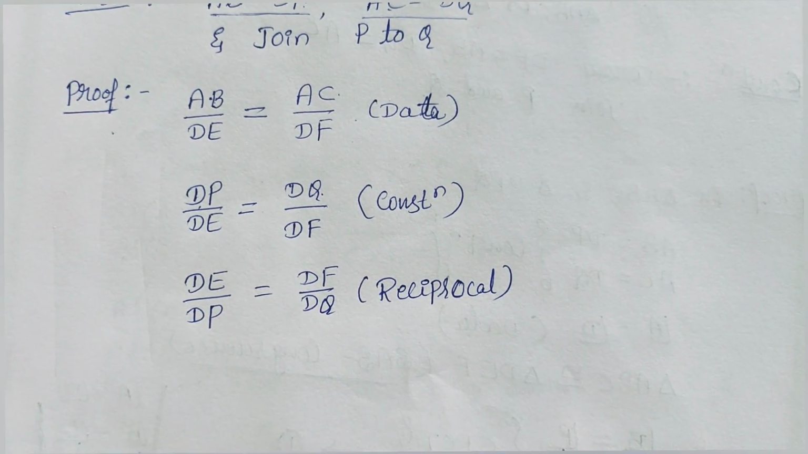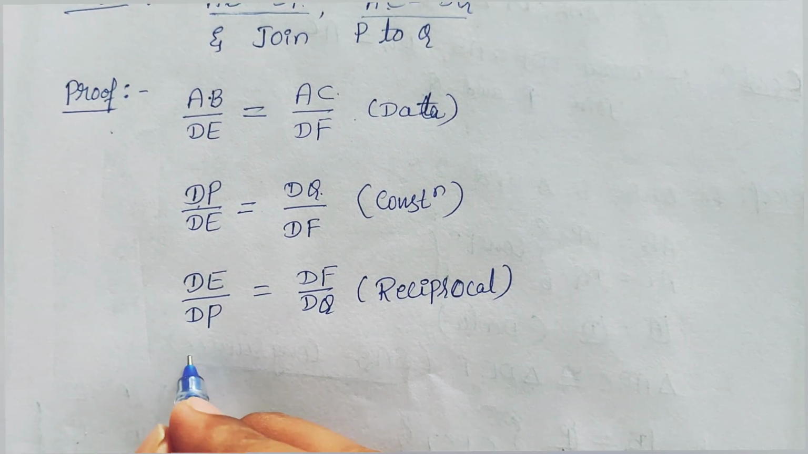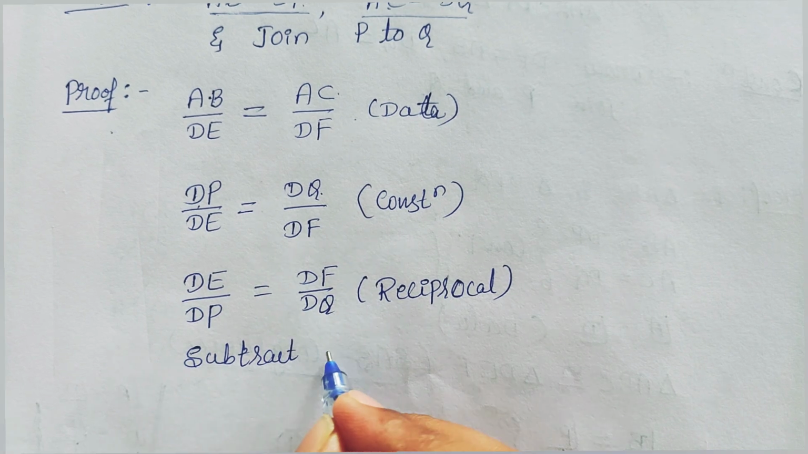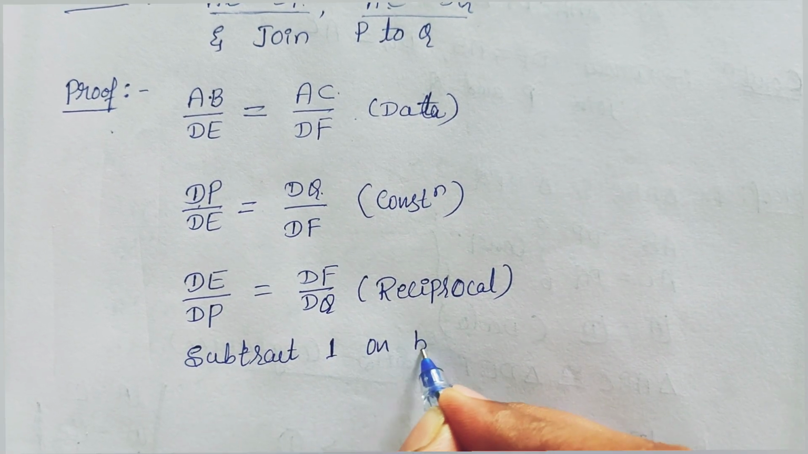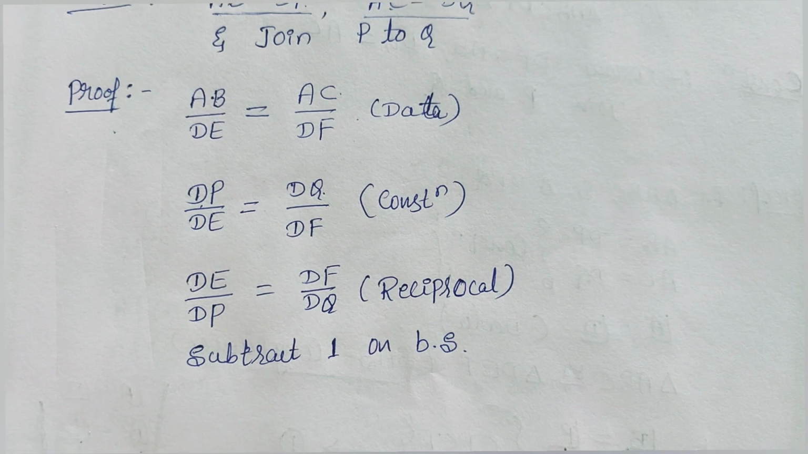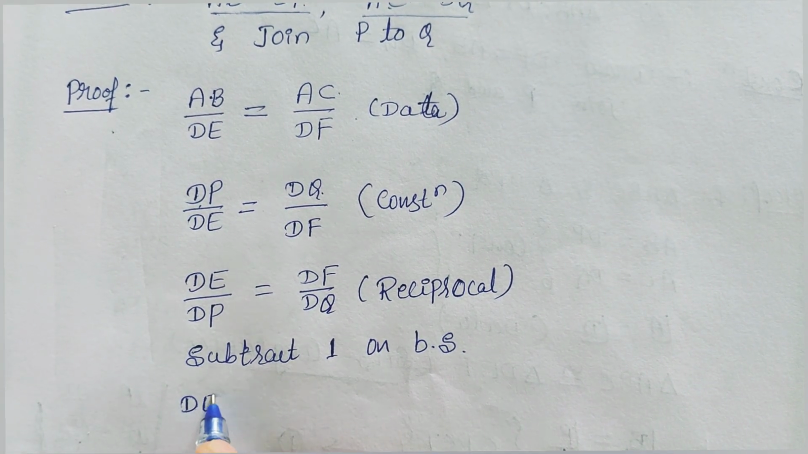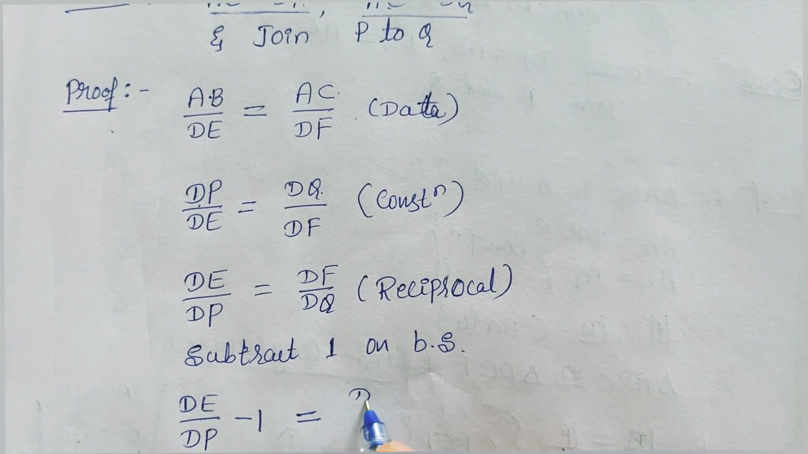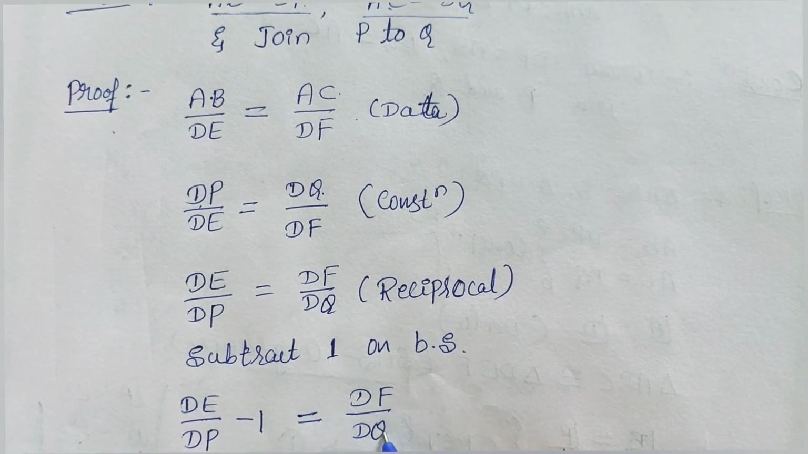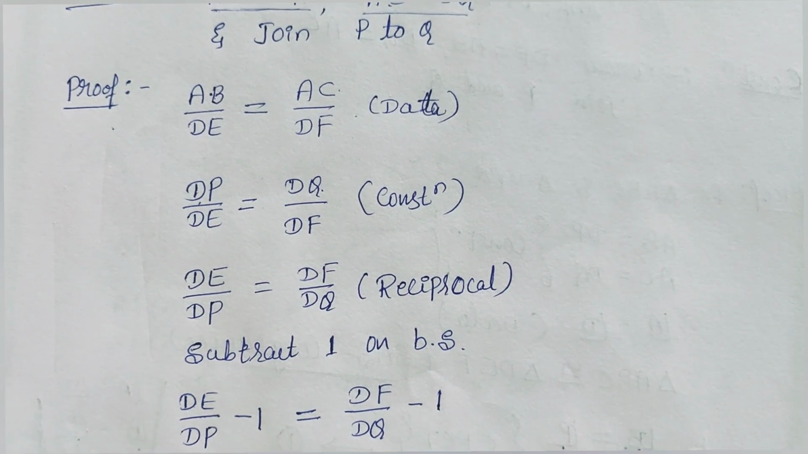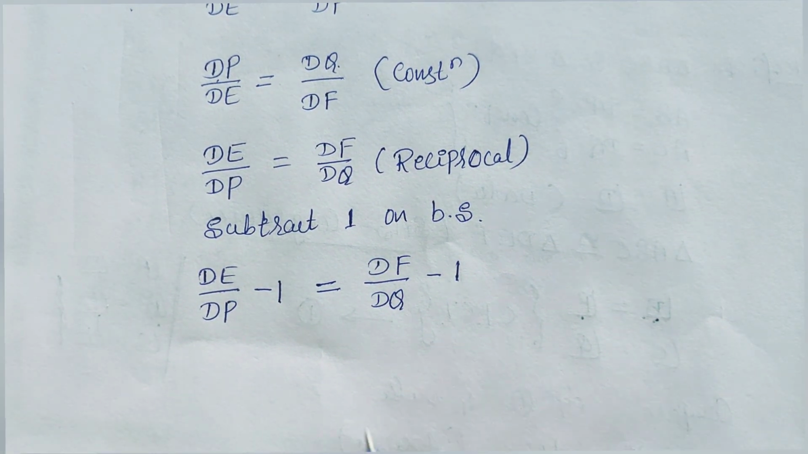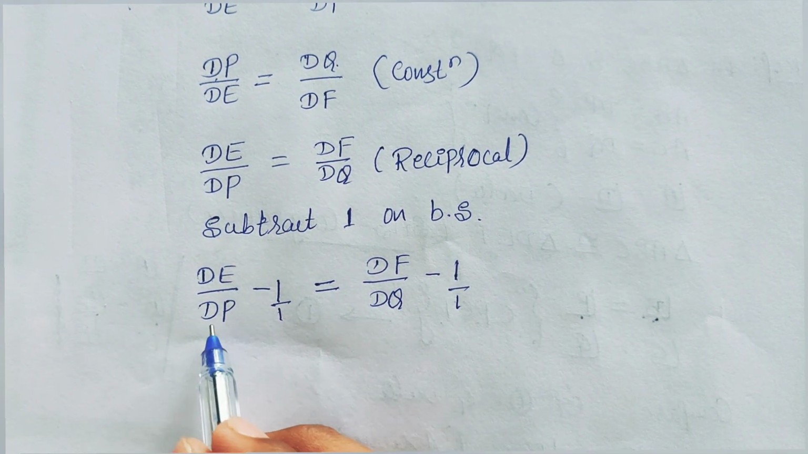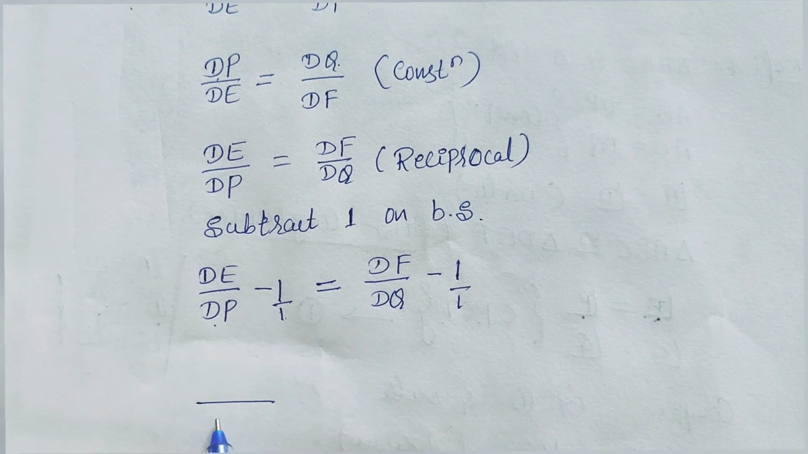So now subtract 1 on both sides of the above equation. So we will get DE divided by DP minus 1, which is equal to DF divided by DQ minus 1. So now take the LCM of these denominators. Here it is nothing but 1, here also nothing but 1. So the LCM of DP and 1 is again DP itself.